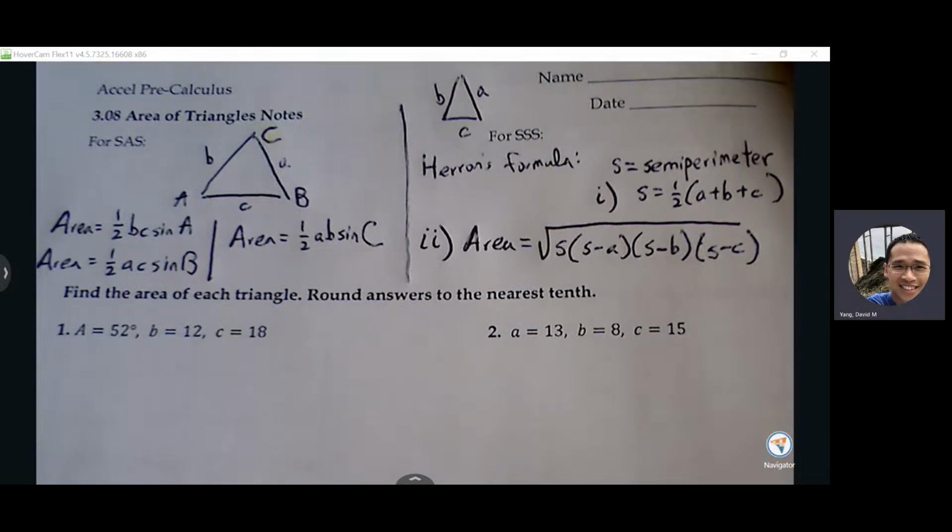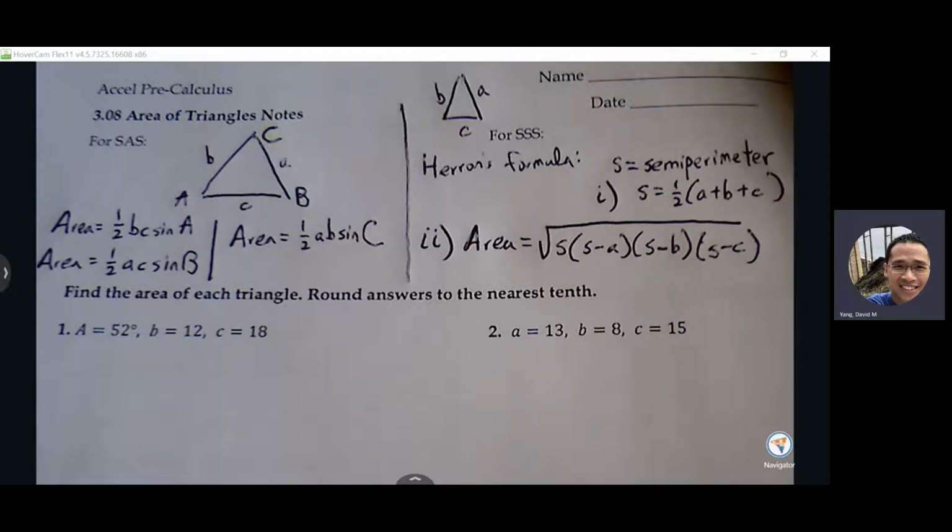Okay, so today we're just going to be practicing with these two formulas here. If you're given side angle side information, then to find the area, you just sandwich. You identify the sides, and then you pick out the angle. So 1/2 BC sine A, 1/2 AC sine B, 1/2 AB sine C. It just depends on whichever side angle side you're given for the triangle.